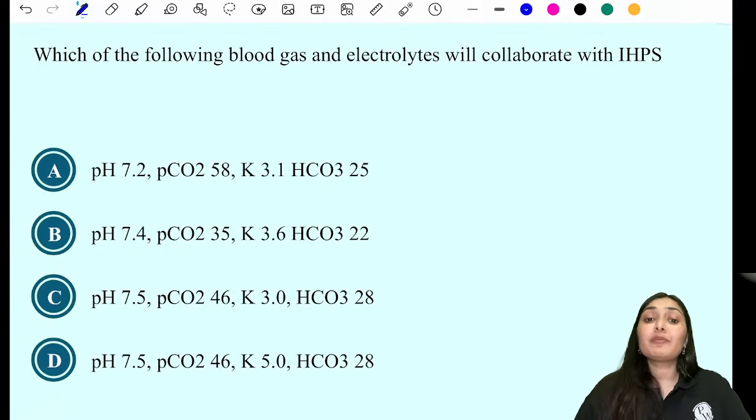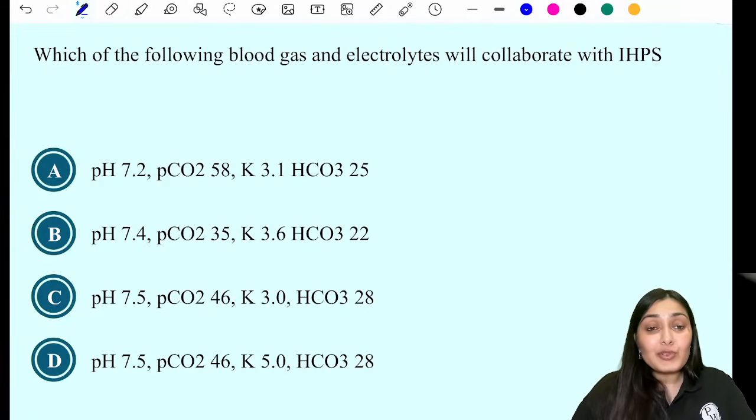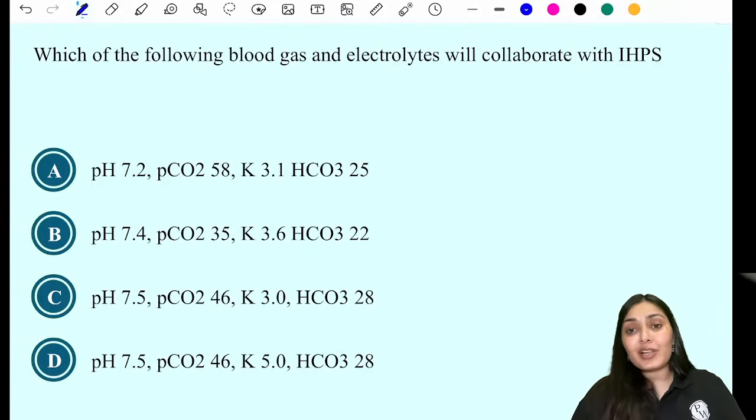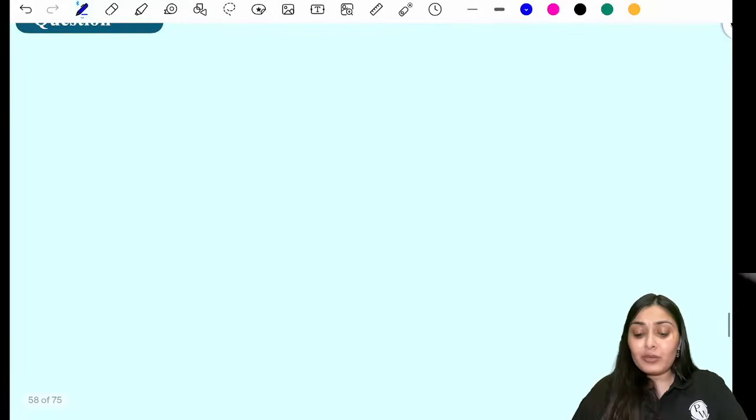Which of the following blood gas and electrolytes will correlate with IHPS, that is infantile hypertrophic pyloric stenosis? So we have different values over here. We have pH, PCO2, potassium, bicarbonate. Firstly, let us revise this condition, IHPS. So what is happening over here? Idiopathic or infantile hypertrophic pyloric stenosis.